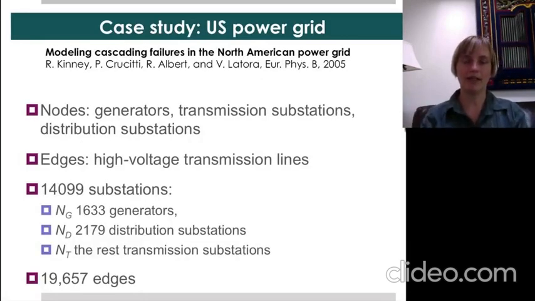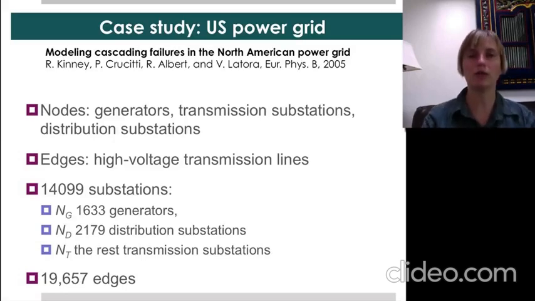So I'll just follow this paper by Kinney et al. And this is Rekha Albert from the Barabasi-Albert model who's on this paper as well. So again, the nodes are generators, transmission substations, and distribution substations. And the edges are these high voltage transmission lines. And there are basically thousands of these nodes and about 20,000 edges.